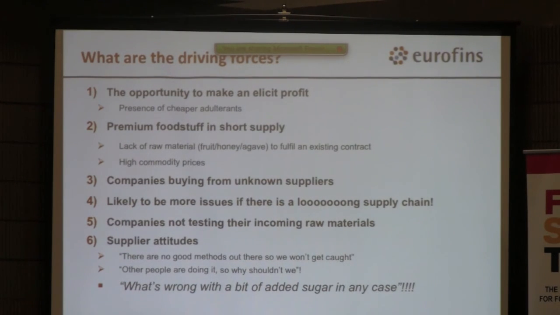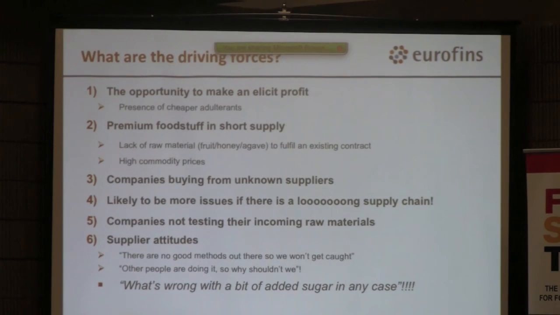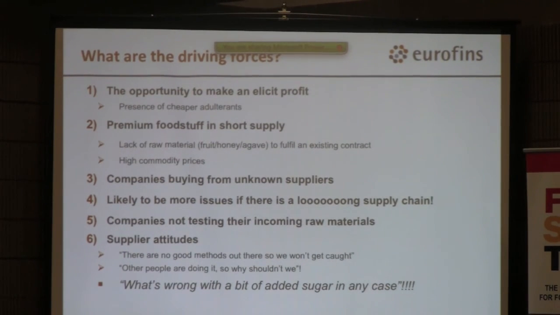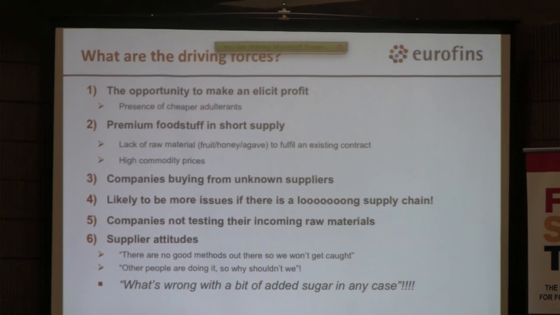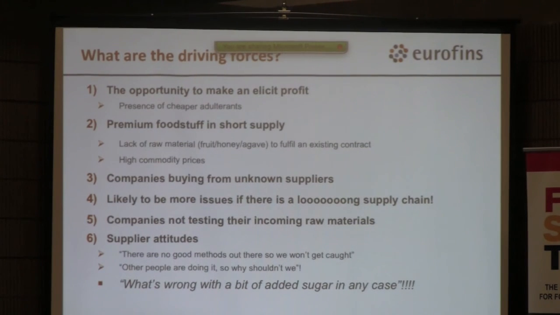Unfortunately, we always have the problem with suppliers. Well, there's no good methods. You can't pick anything up. We can do what we like. Well, other people are cheating, so why shouldn't we? And many years ago, I was having a conversation with a producer from the eastern end of the Mediterranean, and we'd failed some of his product. And he said, well, what's the problem with a little bit of sugar in the juice? There's no problem. However, if you label it as 100% juice, there shouldn't be any added sugar.